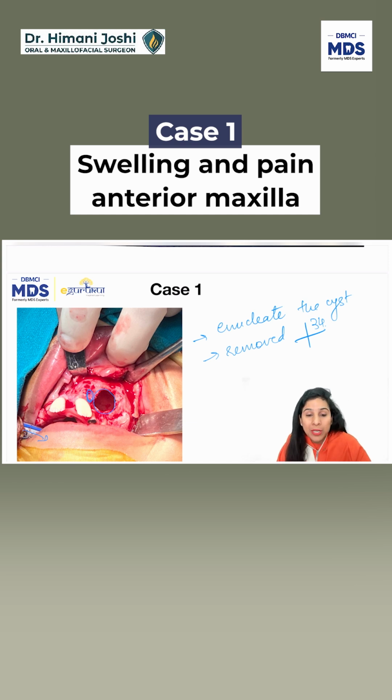Could there be a way to salvage them? No, because the canine was lying too high, and even open packing would have taken very long and would be unpredictable. So we decided, with the consent of the parents, that we will remove these two permanent teeth, and we will enucleate the whole cyst.